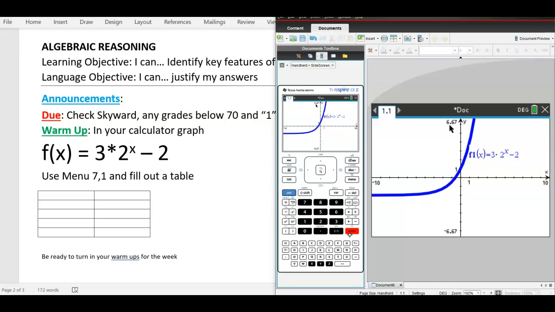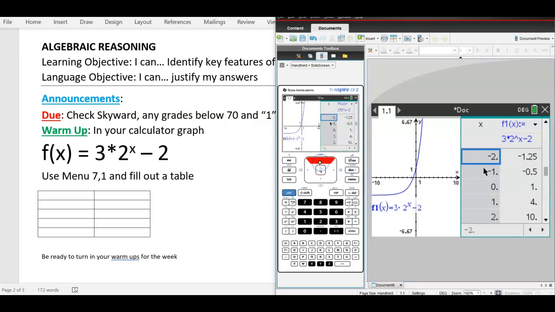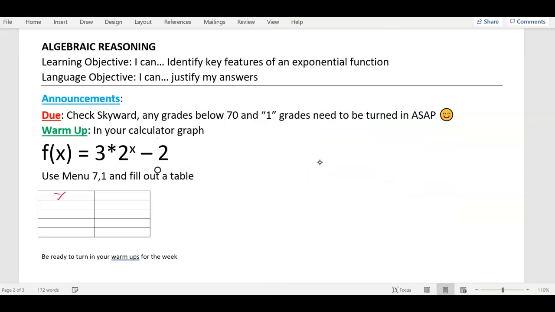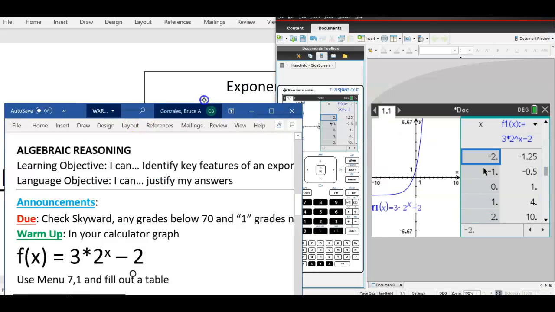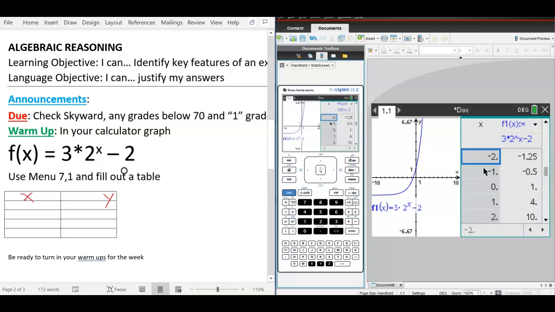But I wanted you to do what? It says to fill out a table. So hit menu 7-1, we learned that yesterday, menu 7-1, and give me this table. Now, typically they're gonna want some negative numbers, so you could do that.